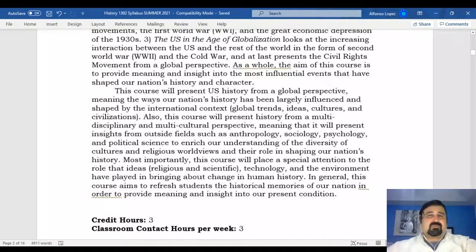Equality is the key word of the civil rights movement: that all peoples, regardless of race, color, background, gender, religious beliefs, and so on, should be treated equally before the law, should have the same equal opportunities for education, for jobs, for promotions, for voting, for holding political office, and so on and so forth. That's the last topic we're going to cover. So again, roughly speaking, this is what we're going to be covering in this course.